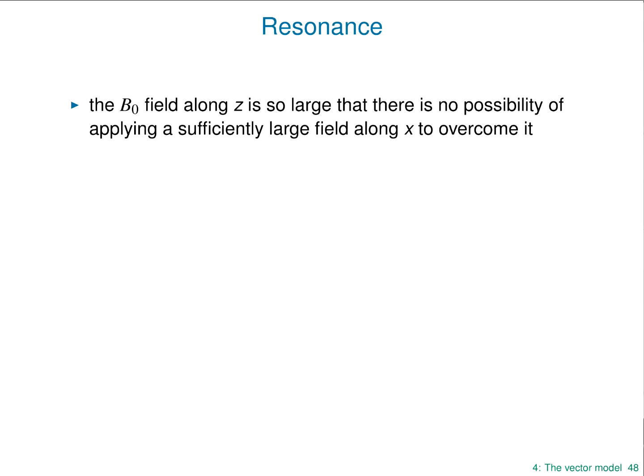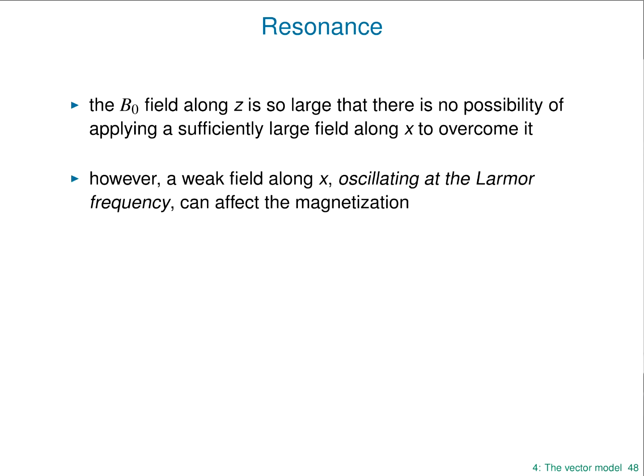And the way we do this is we use the phenomena of resonance. So the B0 field is so large, there's no possibility of dominating its effect with a field. But if we apply a weak magnetic field along X, and if we make that field oscillate at the Larmor frequency, it turns out that even though that field is very, very much weaker than the field along the plus z-axis, it can rotate the magnetization away from the z-axis. And this is the phenomena of resonance.